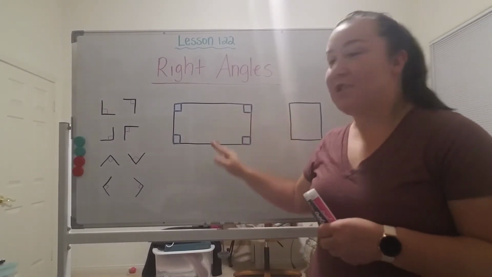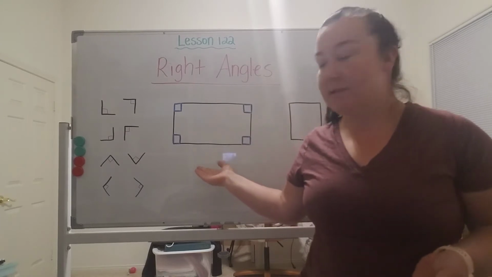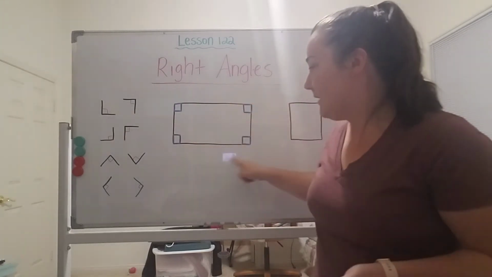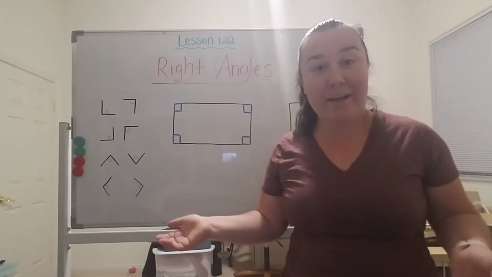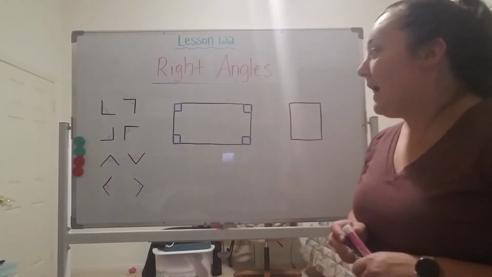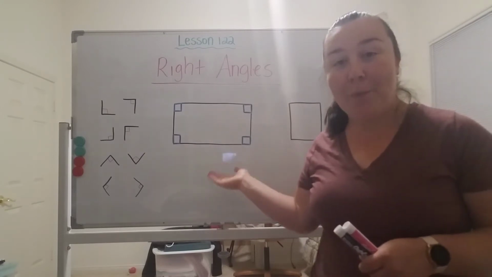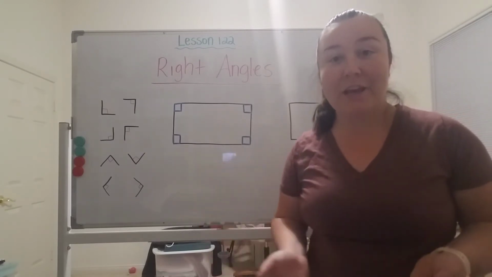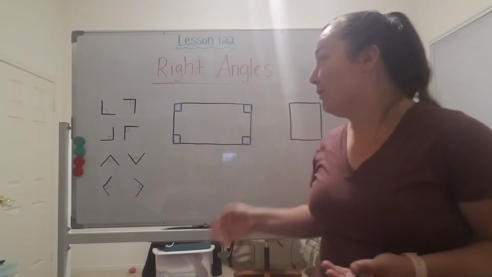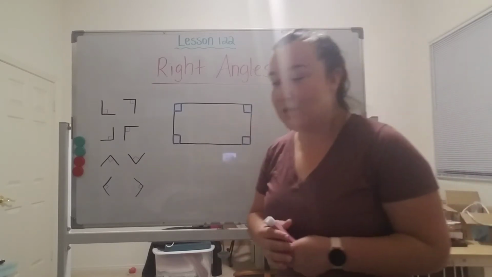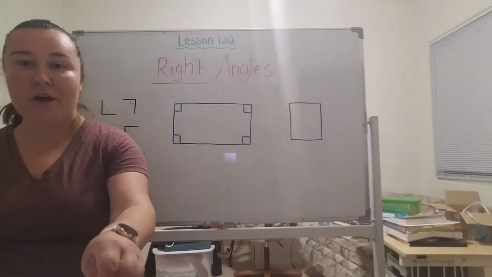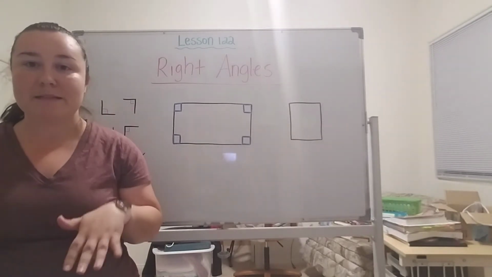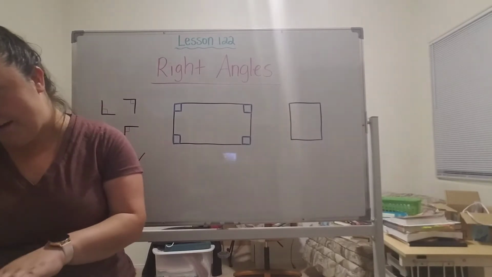Let's start with this shape here. What kind of a shape is this? Well, this is a rectangle. And if you look at this rectangle, how many angles can you find? Take a look and let me know how many angles you can find. Count them and then just put them on a piece of paper or just keep them in your head.